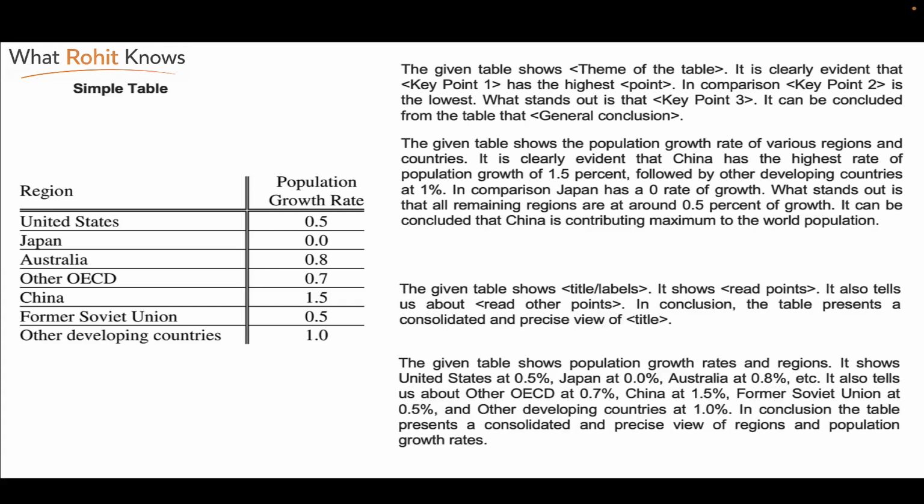Now, here's a simple version of this, and you'll just be reading what's here. In front of you, you have population growth rate, region, the names of the regions, and some numbers. You start by saying the given table shows population growth rate and regions. Then you just start reading row one by one. It shows United States at 0.5, Japan at this, Australia at this. It also tells us about other OECD at 0.7%, China at 1.5%, the former Soviet Union at 0.5%, and other developing countries at 1%. In conclusion, the table presents a consolidated and precise view of regions and population growth rates. Right? So very simple. Just read each row one by one.